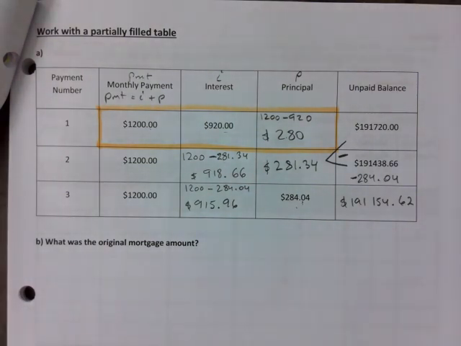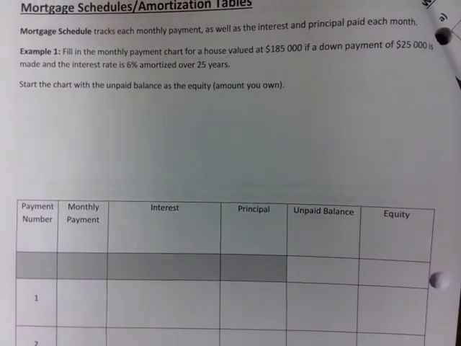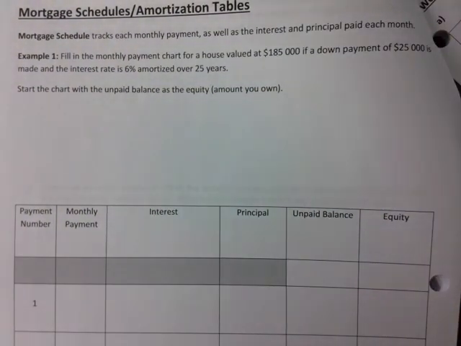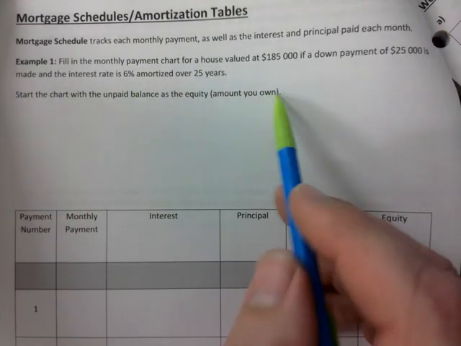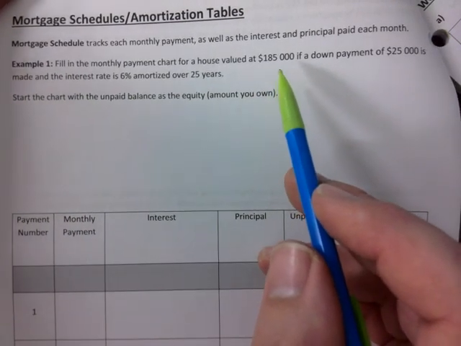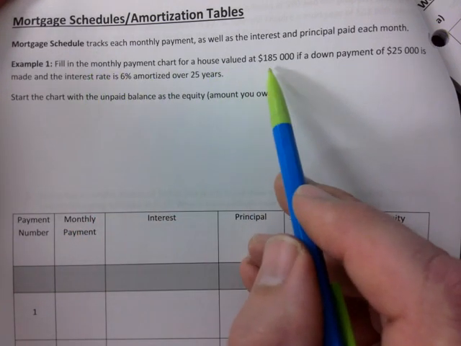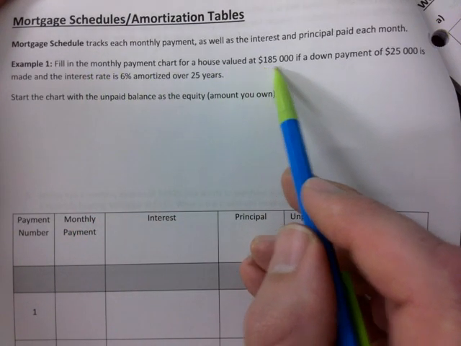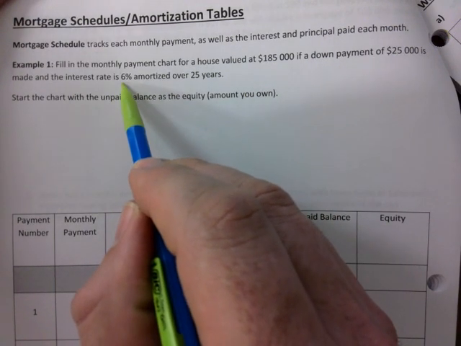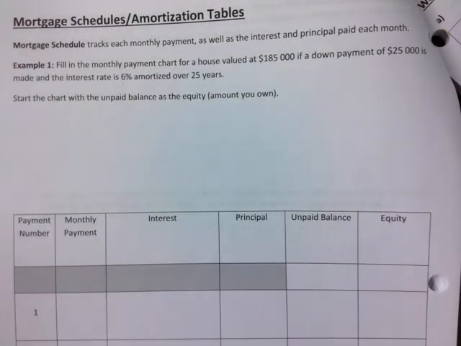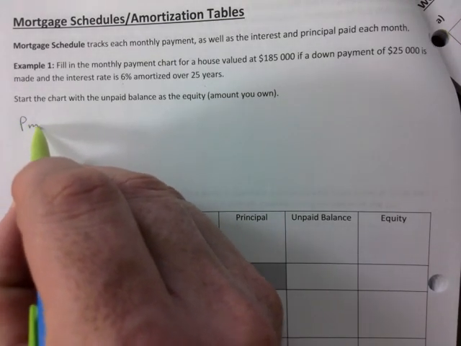Go ahead. Let's fill in page 41 here. So this one is done from scratch, okay? Right from the beginning. Fill in the monthly payment chart. This is your house value at 185, the down payment, there's the interest rate, amortized over 25 years. So this is a good review on finding your payment, right? I'm reviewing that for the quiz as well. So we'll figure out our payment.